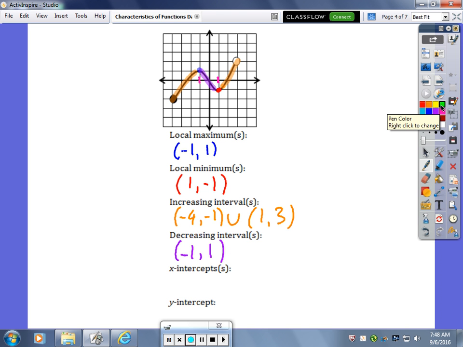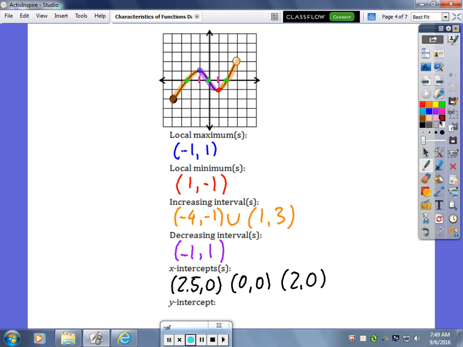Let's find our x-intercepts. These are our three x-intercepts. The first one has an x-coordinate of, I would say, around 2.5. Y-coordinates are, of course, 0. Second one has the coordinates 0 and 0. And the third one has the coordinates 2 and 0.